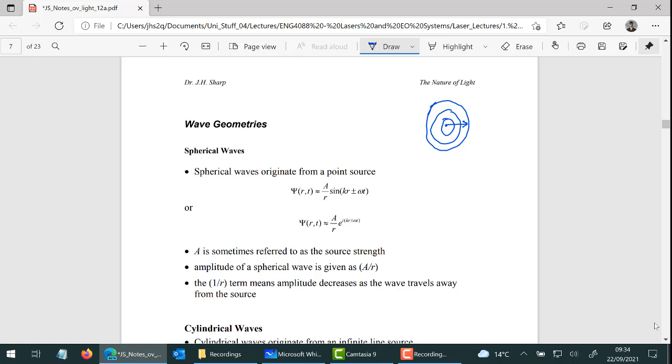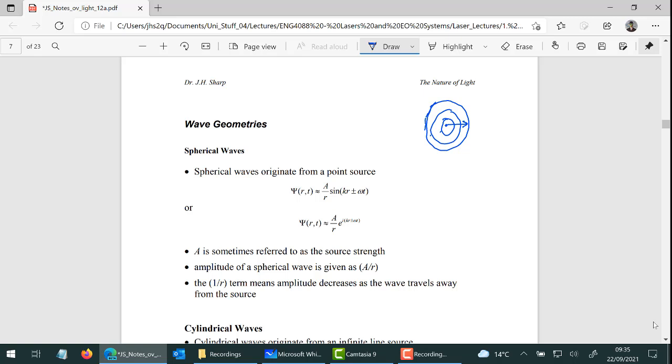And that means that the energy that's contained within one of these peaks, so these represent the peaks and the bits in between represent the troughs, is being spread out over a larger and larger surface area. So the amplitude of the wave will then go down. The amplitude gives you some relationship to the energy that the wave is carrying.